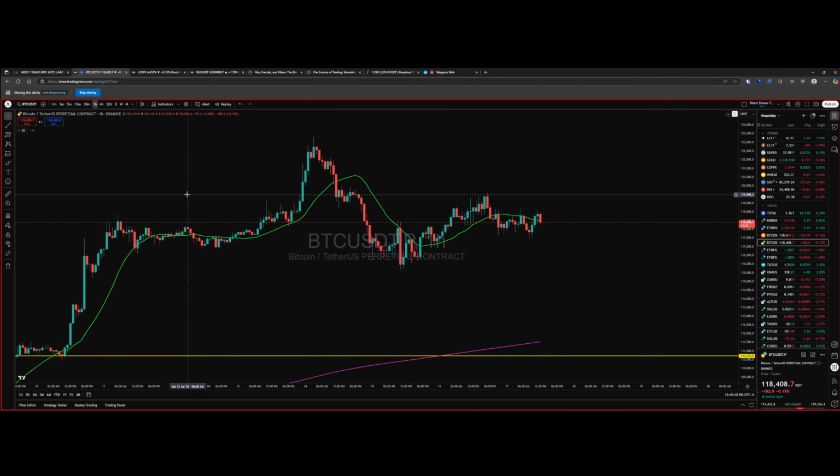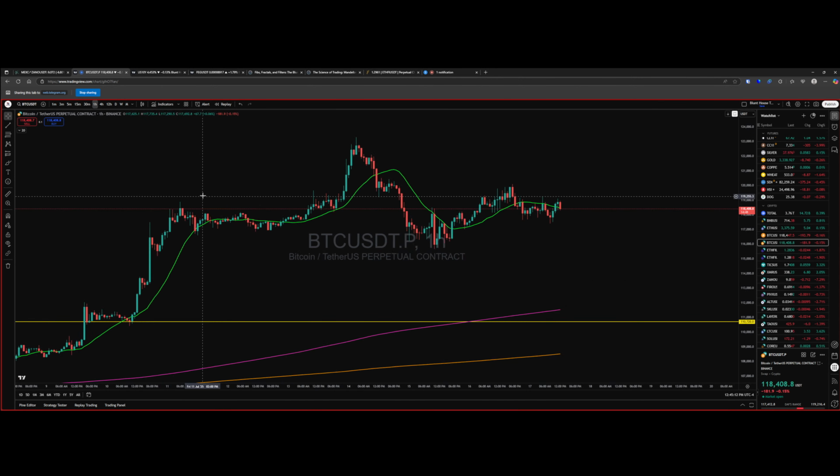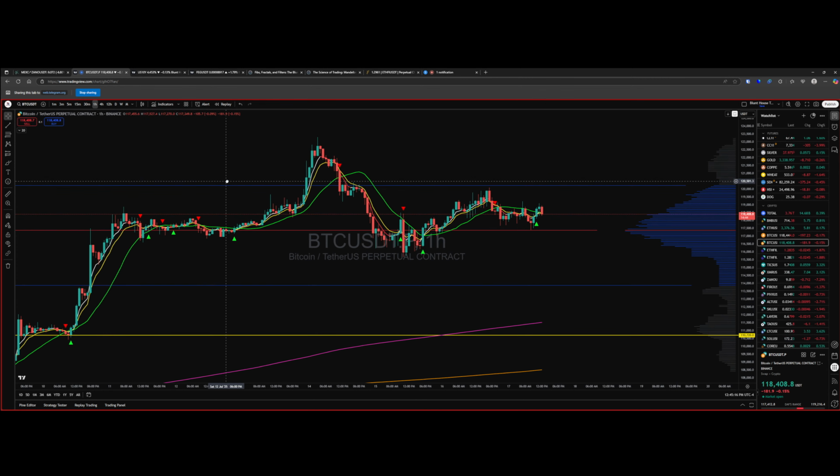Any questions on that so far? Here's the 1 hour. If you're trading a 1 hour chart, for example, how long do you think you would typically be in this trade? Does anyone have any ideas how long you would hope to be in it and then be out of it?